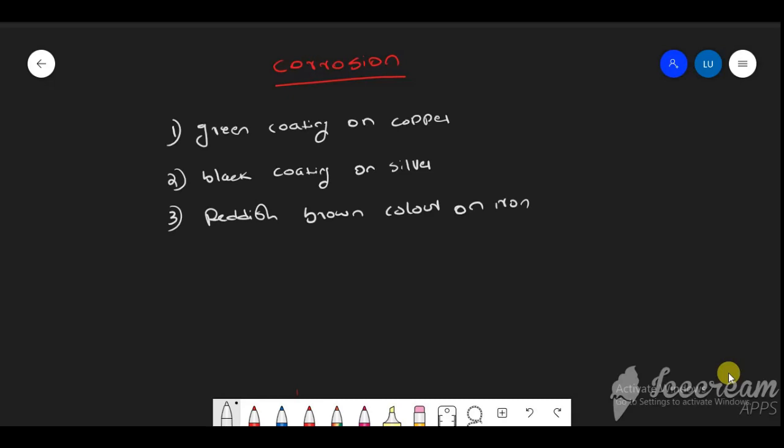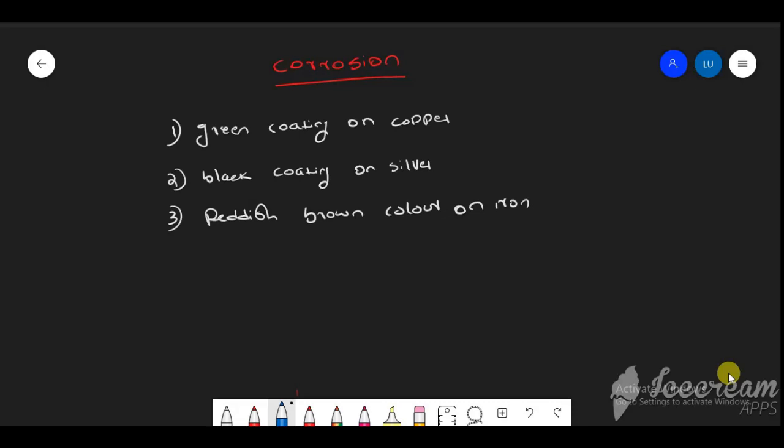Okay, the next important topic is corrosion. As we all know, corrosion is an unavoidable thing in nature. These three are very important examples which are provided in the NCERT textbook. The first is the green coating on copper. The green coating on copper is due to the effect of corrosion. That is, copper on undergoing corrosion will produce a green coating.